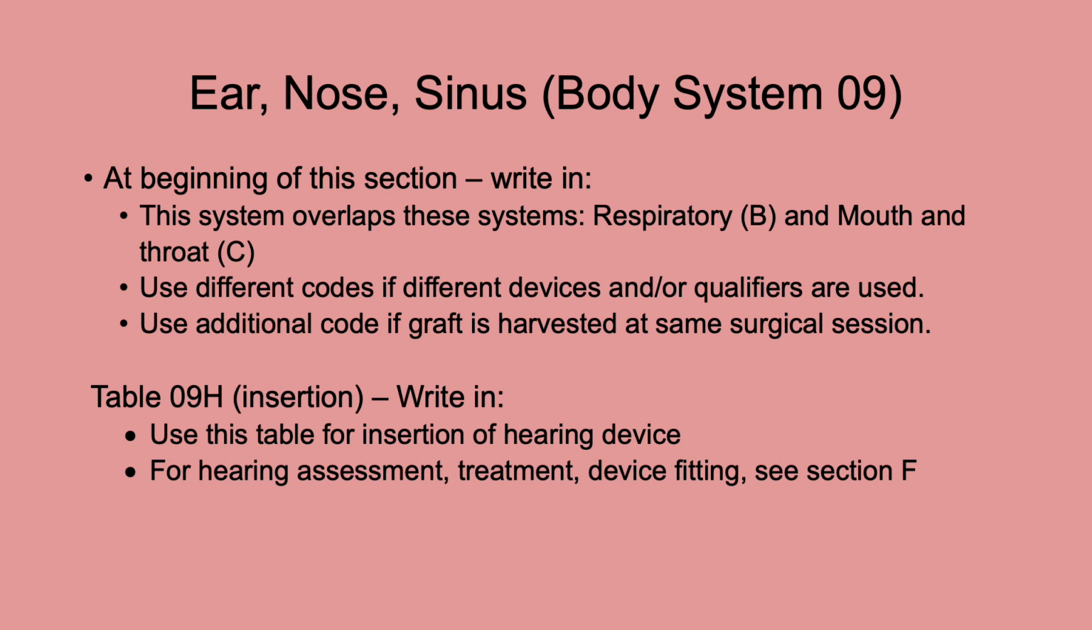Okay, let's look at ear, nose, and sinus, body system 09. At the beginning of this section, where all the list of possible values are, write in: this system overlaps with respiratory and mouth and throat. Use different codes if different devices or qualifiers are used. Use additional code if graft is harvested at same surgical site. Okay, that's the general notes at the beginning of the section.